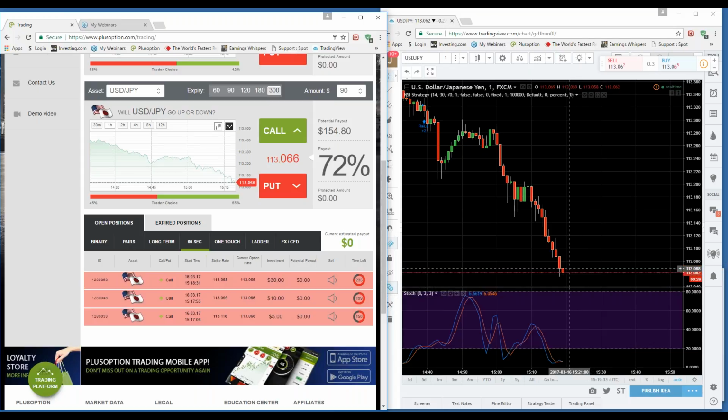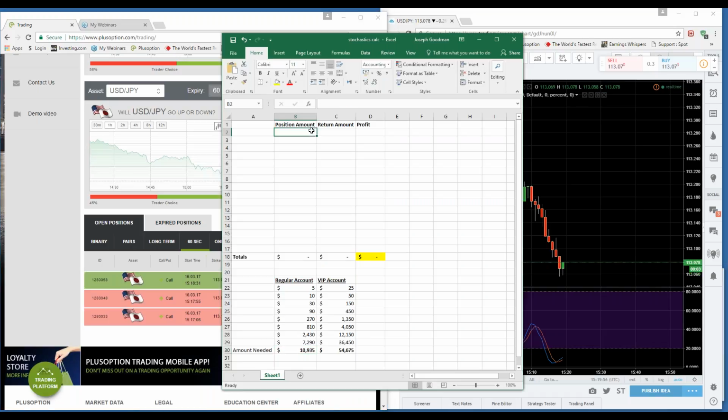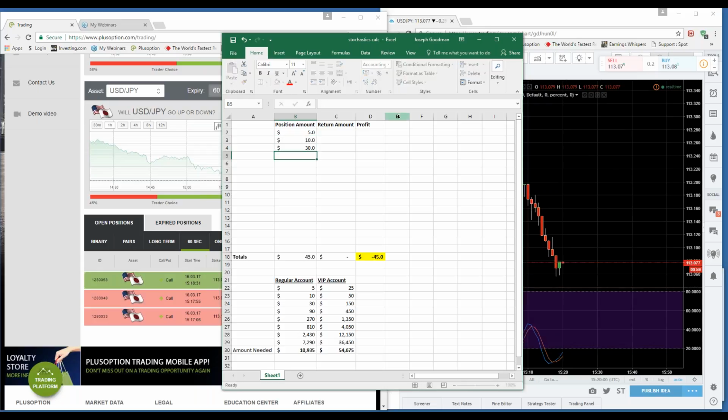We seem to be having a fight between buyers and sellers right here. This could be our turning point. But let's not jump to conclusions here. We have time. Let's wait it out. And while we're waiting, we can go ahead and keep track of our trades. So far, we've made a $5 trade, a $10 trade, and a $30 trade with no trades having expired yet. So now we're going to wait.